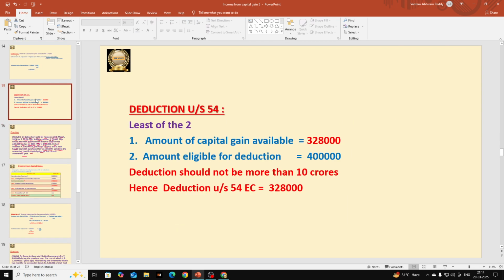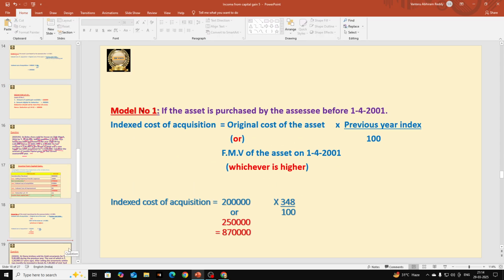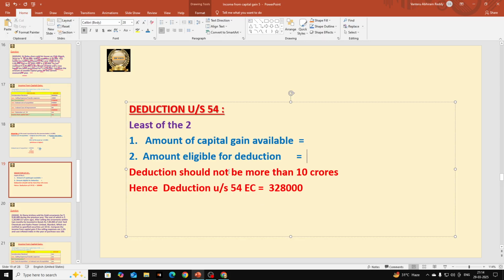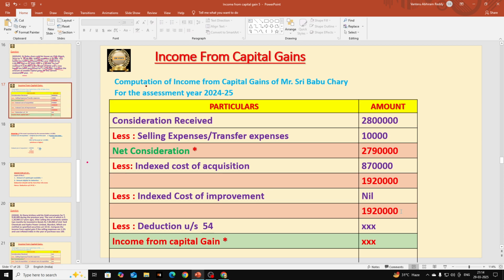What we have to follow? We have to follow the rules for deduction under section 54. Okay, what are the rules? Least of the two will be given as deduction. First one is amount of capital gain available, and second one is amount eligible for deduction. So how much capital gain is available? Let us see. Capital gain 19,20,000. That is the amount of capital gain available.